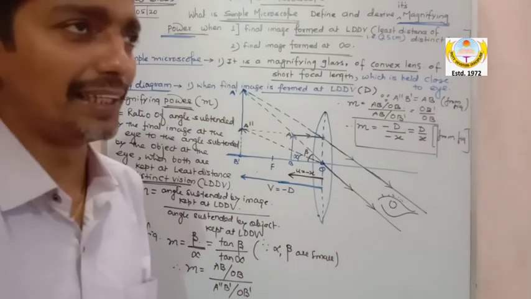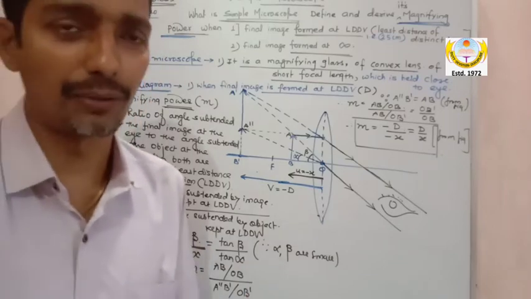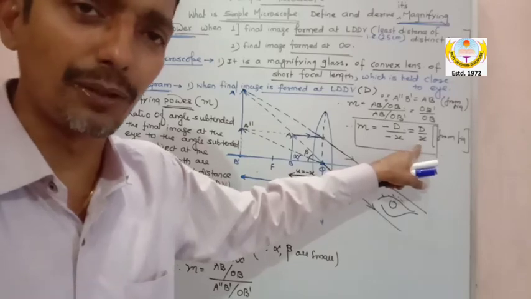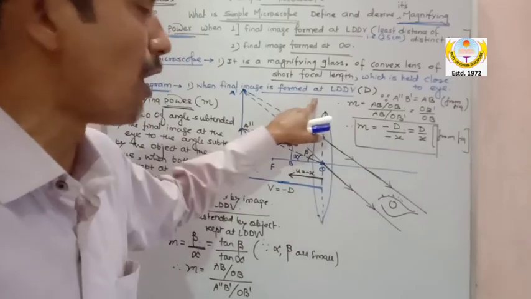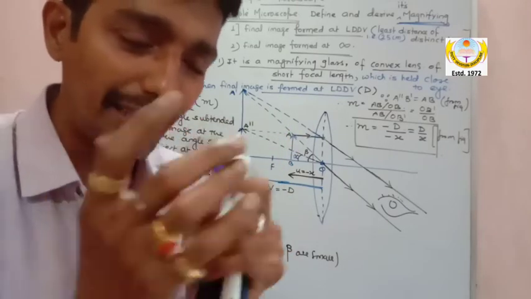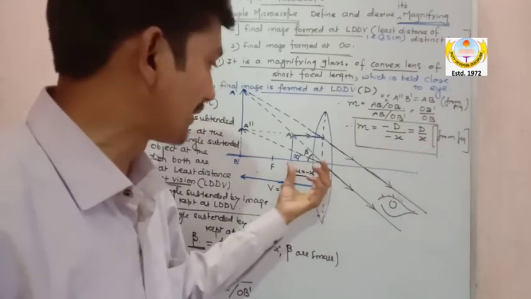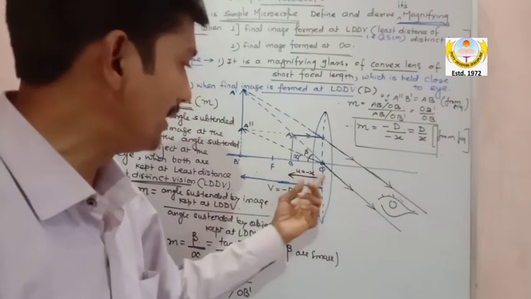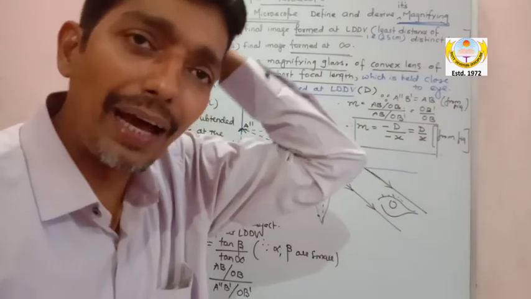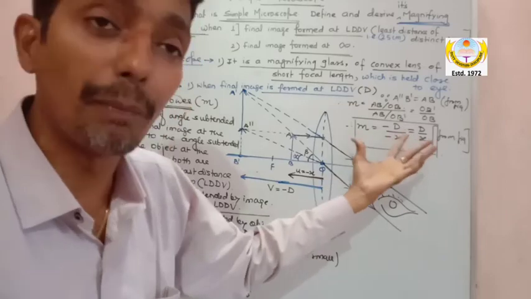Now remember, my dear, you should be well aware of the application of this topic. This d by x is the formula of the simple microscope when the image is formed at LDDV. Please take care of this word I am saying. So d by x is the formula, where x is the object distance, you can see in the figure OB. So this d by x is the formula when the image is obtained at LDDV by a simple microscope.